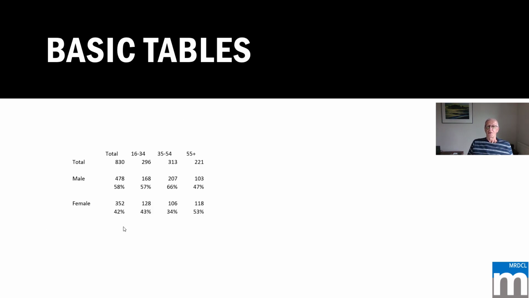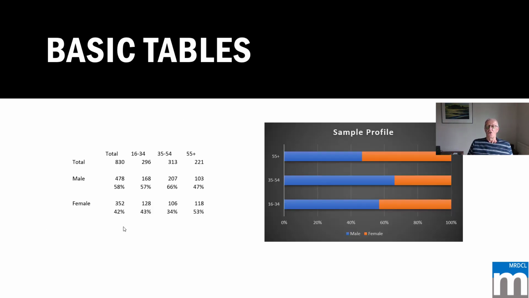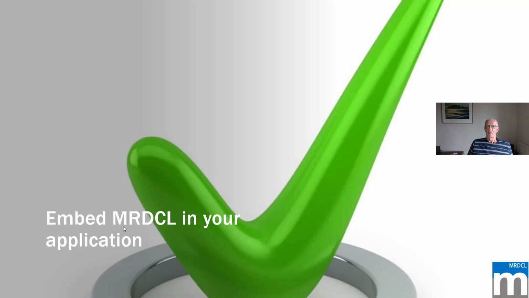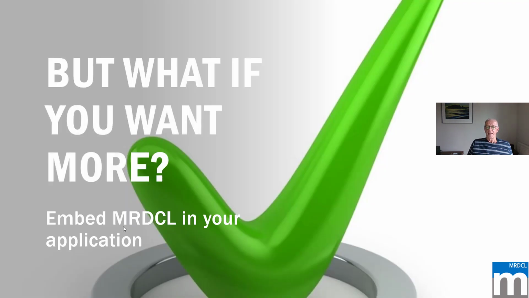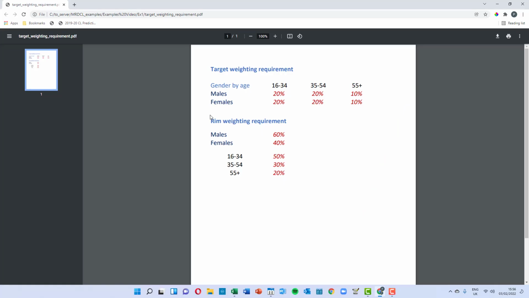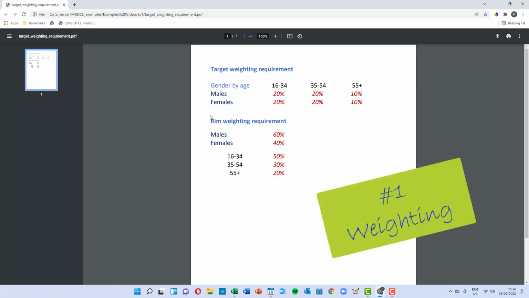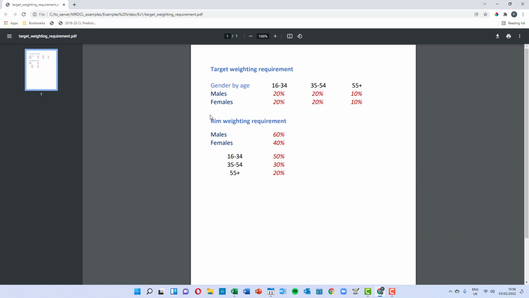Most crosstab software can produce tables like this or even a chart like this. But if you want to be able to do anything and any type of tables, embedding MRDCL in your application will give you the power and flexibility you need. So I'm going to take you through some examples today so you can see it in action. So let's get started. Now here we have two examples of weighting, target weighting and rim weighting.